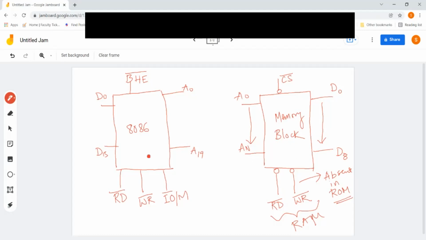All these pins we need to interface with the pins you see in the processor. In the processor there are many pins. When you draw the interfacing diagram, you have to bother about the data pins, address pins, read, write, IO bar M, and BHE. These are the pins you need to draw. In the memory block, you need to be concerned with the data pins, chip select pin, and control pins: read and write in case of RAM, and only the read bar control pin in case of ROM. These are the pins you need to draw when drawing an interfacing diagram. Now let us come to how we are going to draw the interfacing diagram.